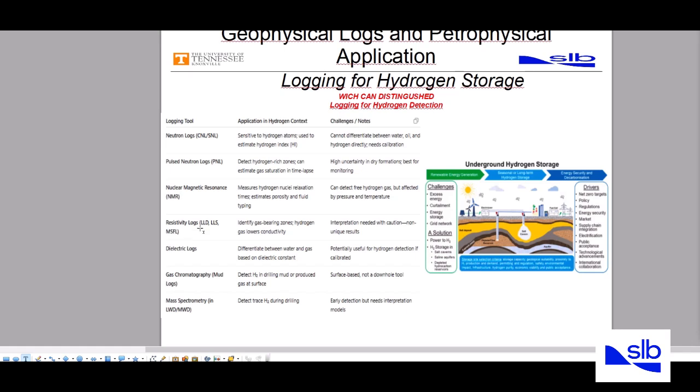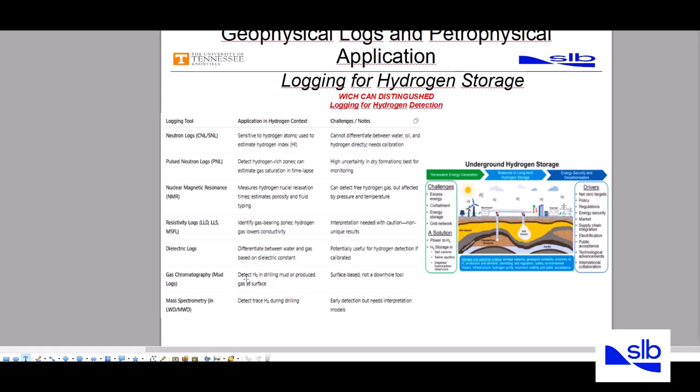So resistivity logs, we have LLD, LLS, to identify the gas-bearing zone, since hydrogen gas lowers conductivity. The interpretation needs caution because results are not unique. Dielectric logs differentiate between water and gas based on dielectric constant. Potentially useful for hydrogen detection if calibrated. Other techniques are still in the testing phase.